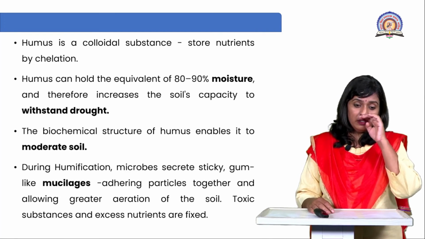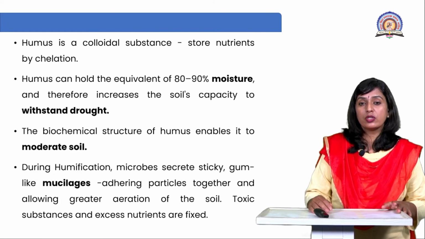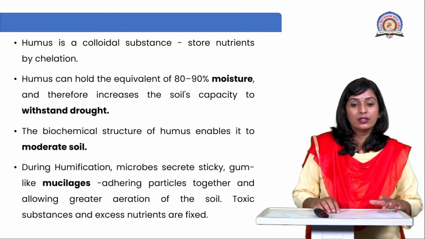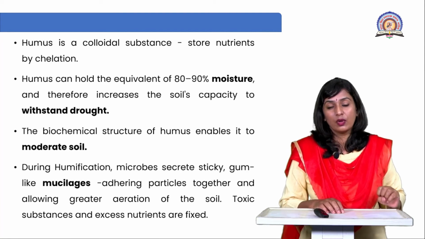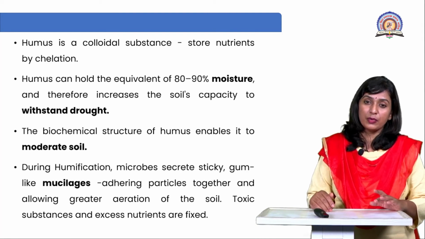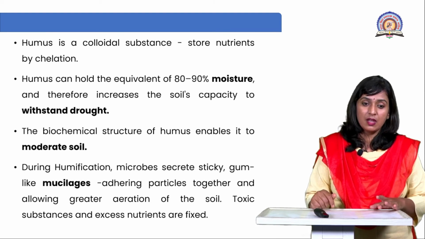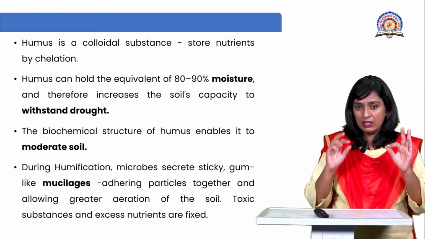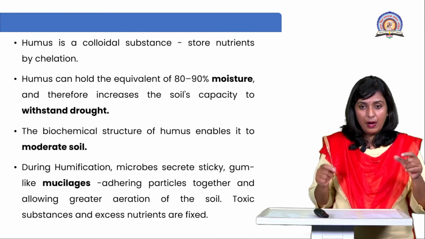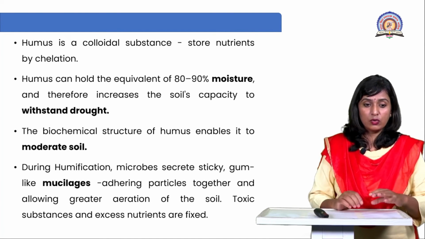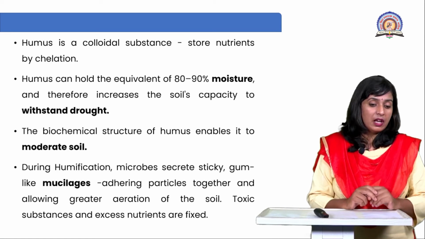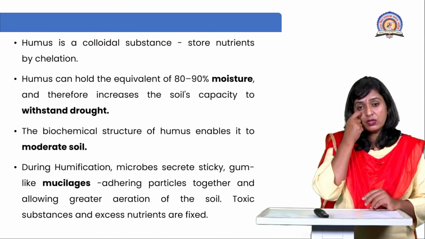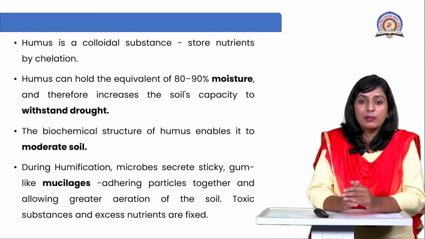So in the process of humification, whatever microbes are there, they secrete some kind of sticky substance that is called mucilaginous substances. Then these mucilaginous substances, as they are sticky in nature, adhere soil particles together, allowing greater aeration, हवा पास व्हायला चान्स होऊन जातो, पॅसेज म्हणतो हवेसाठी, as well as toxic substances such as heavy metals.